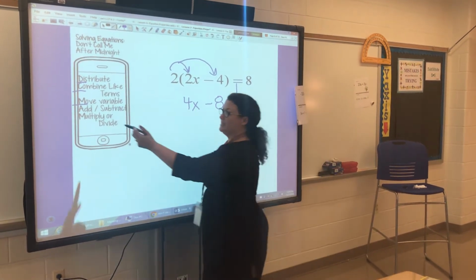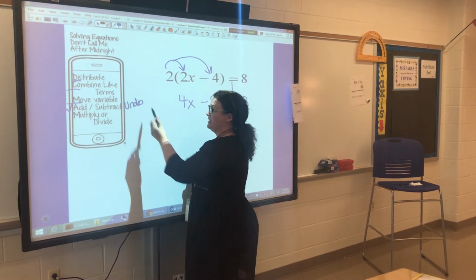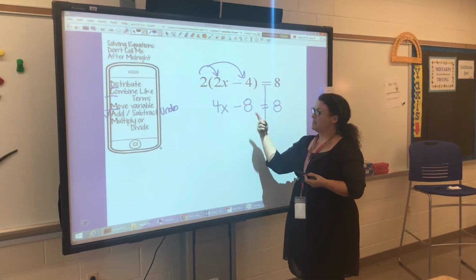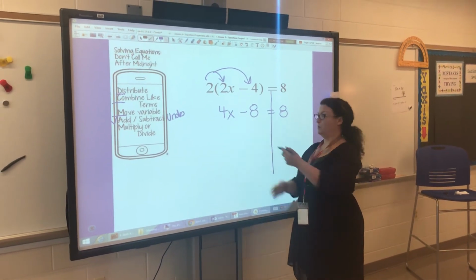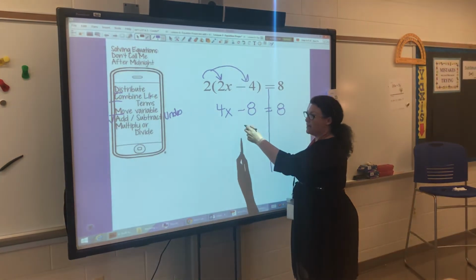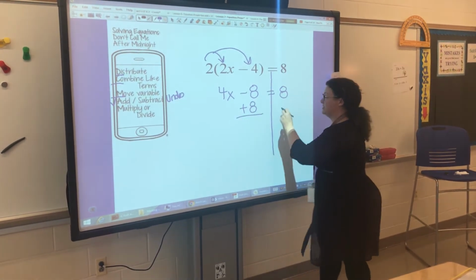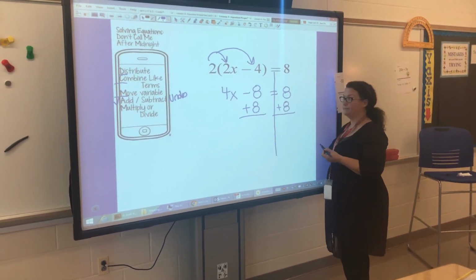The next step says adding and subtracting. It should say undo what's being added and subtracted. So in this expression, -8 is being attached or being subtracted from your variable. So I'm going to undo that by using inverse operations and adding 8 to both sides. Whatever you do to one side, you have to do to the other side.